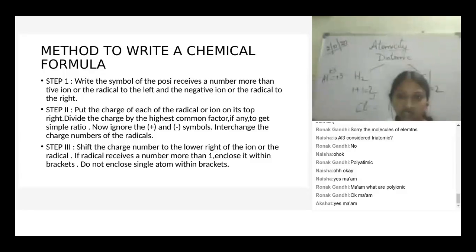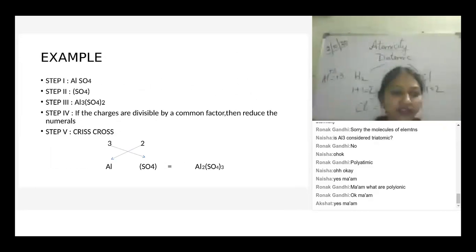Methods of writing chemical formulas. Crisscross methods. For example, here I want to write the aluminium sulfate formula. I know that aluminium sulfate consists of aluminium and sulfate radical, but I don't know whether it is Al2SO3, SO43 or the suffix numbers. I don't know. There only we make mistakes when we write the formulas.